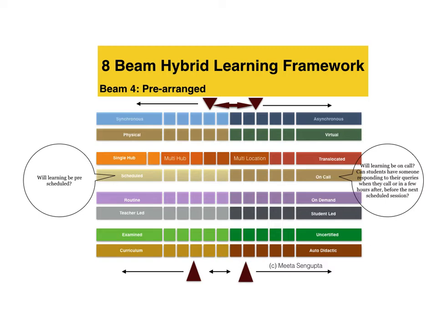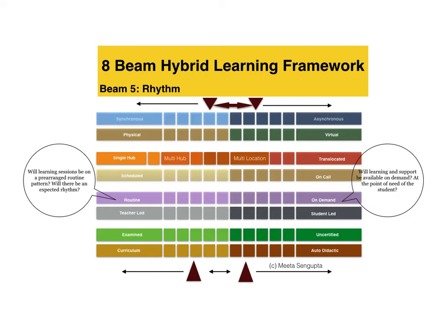Peer learning groups, which is another form of hybrid learning, will definitely have on call learning that is provided as part of the environment. Beam 5, rhythm. We're talking about rhythms. At one end of the spectrum, we have routine learning.